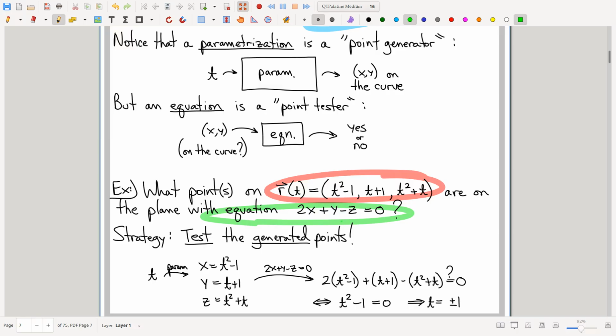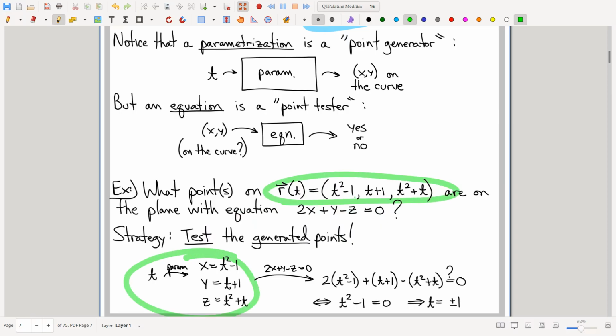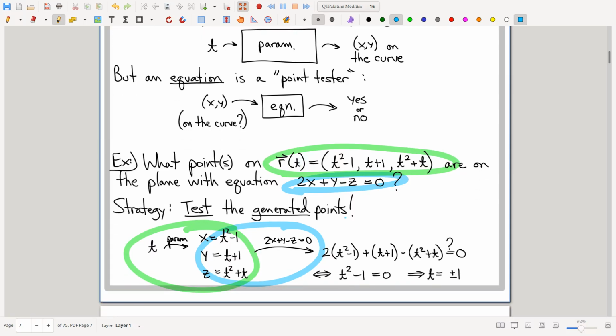And we're literally just going to capitalize on the fact that one of these generates points, one of these tests points. With the parameterization, we're going to generate points on our curve, and then we're going to test by plugging into that equation and see which of those generated points satisfy that equation. And you do the corresponding algebra, and that'll give you a value of t, which you can then use to find the point.